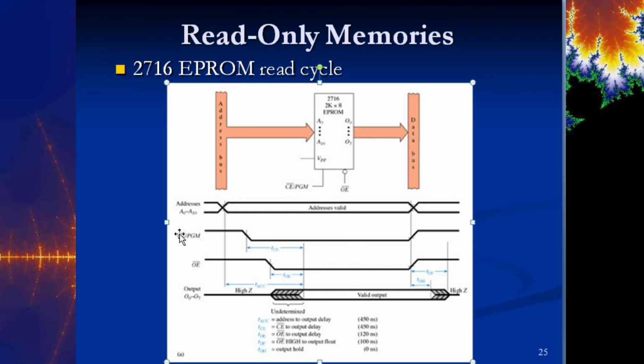So for the read cycle, we have to have the chip enable go low, and we also have to have the output enable go low. So at rest, the output is in a high impedance or a floating condition, right? Once these two things have happened, once that timing delay has passed, the data is then valid on the output, right? At the same time that the address is valid.